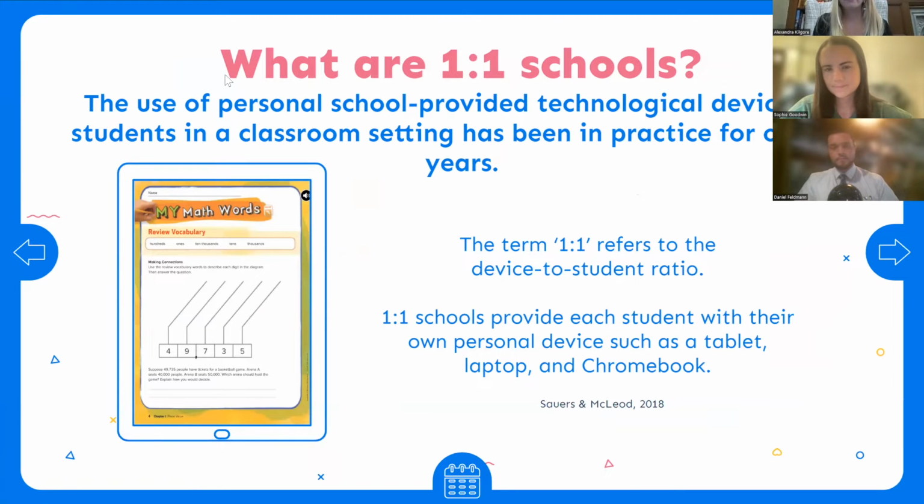So first, just to begin, let's clarify our terms and describe what one-to-one schools are. One-to-one schools are schools in which every student has their own personal technological device. That could be a tablet, a laptop, or a Chromebook, and the one-to-one just refers to the device to student ratio. This has actually been in practice for over 20 years, but we'll detail a little bit later how the pandemic and other factors have increased the prevalence of one-to-one schools. And students use these devices for all kinds of things that we'll describe as the presentation progresses.